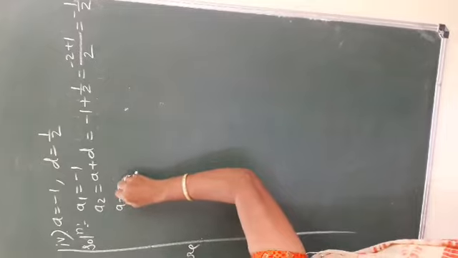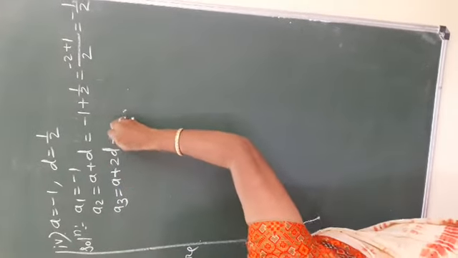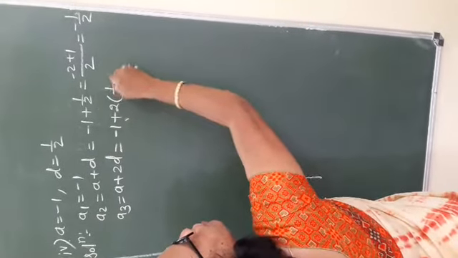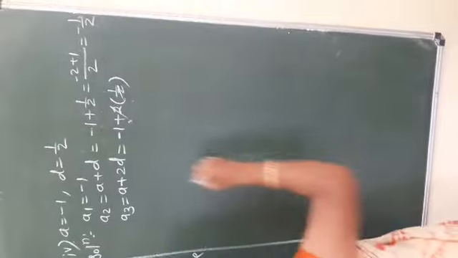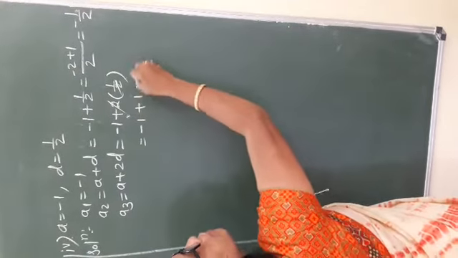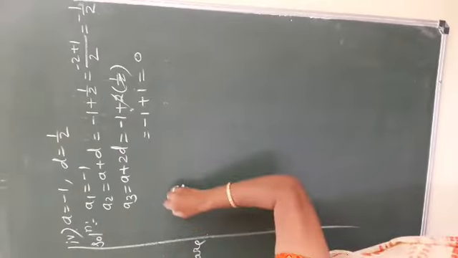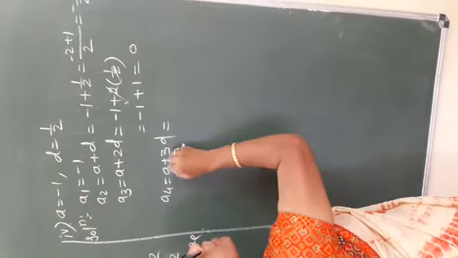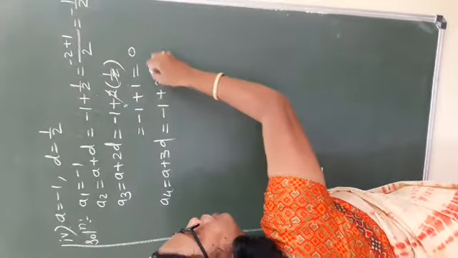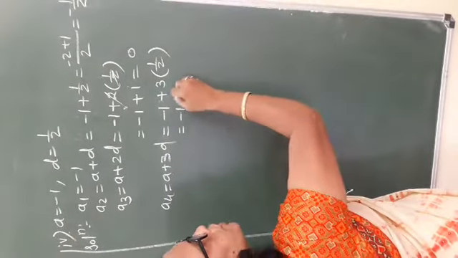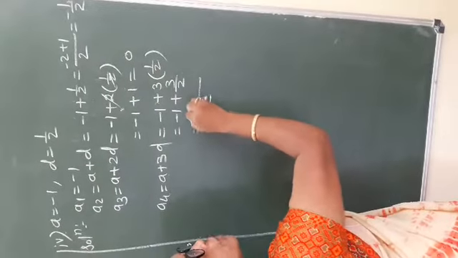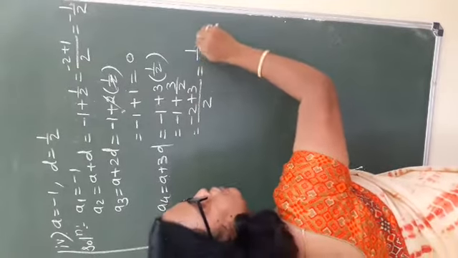Then the third term A3 is equal to A plus 2D. That means -1, the first term, plus 2 into 1 by 2, the 2s cancel, and you will get -1 plus 1, which is nothing but 0. The fourth term A4 is equal to A plus 3D. What is your first term? -1 plus 3 into the common difference 1 by 2. That is -1 plus 3 by 2. So how will we solve? The LCM is 2. 2 into -1 is -2 plus 3, and you will get 1 by 2.